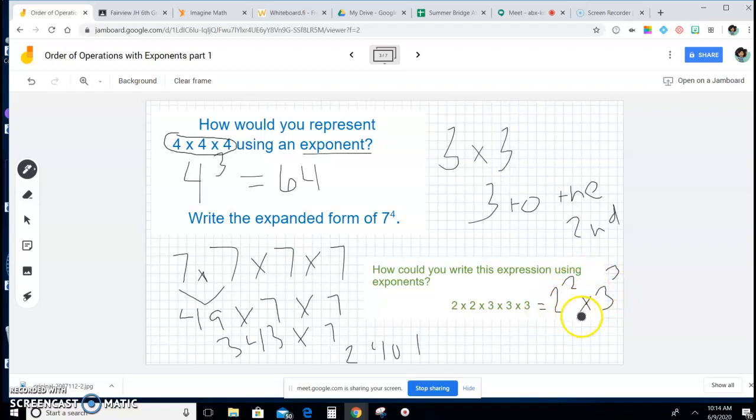Now, what I would like for you to do is find the answer to 2 to the 2nd power times 3 to the 3rd power. What is 2 to the 2nd power, which is 2 times 2, times 3 to the 3rd power, which is 3 times 3 times 3. I'm going to set the timer to about 30 seconds.